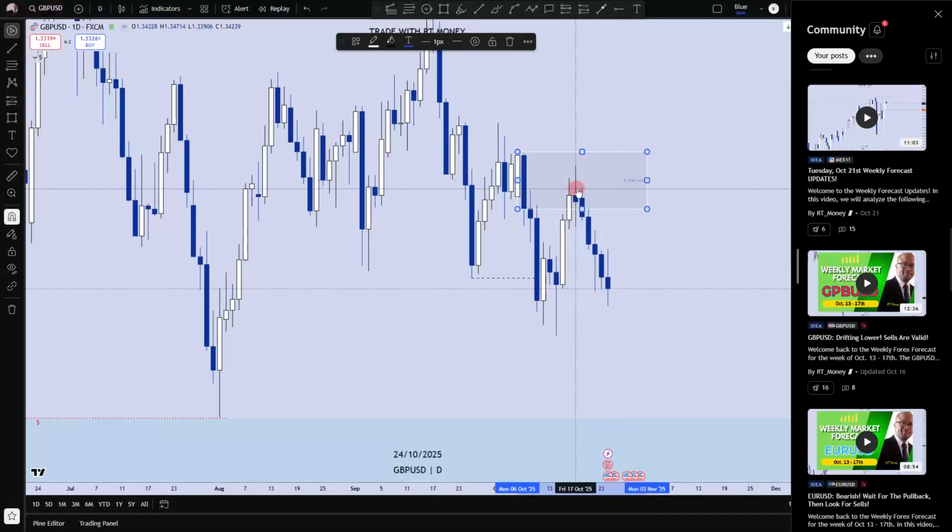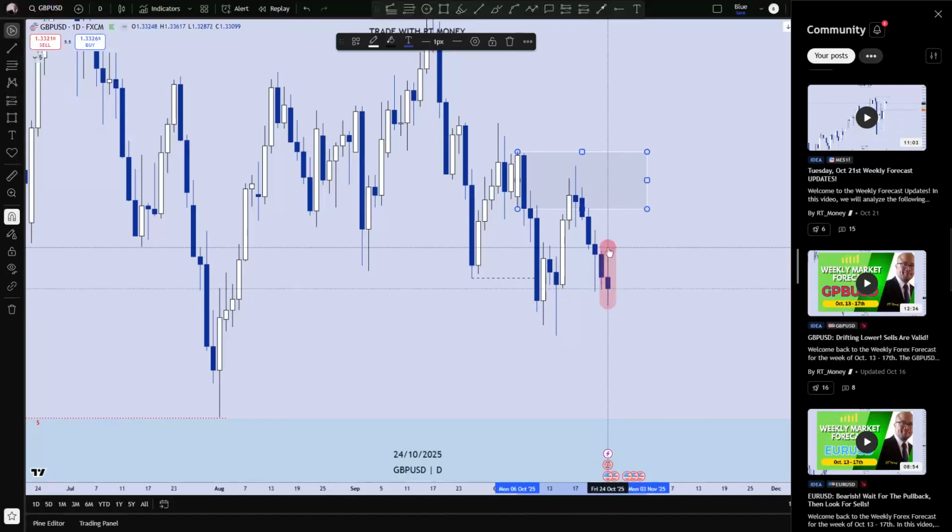Okay, so we got this going down. I'm thinking that we're going to continue that. See how this candle came back up here and swept the previous candle's high, and then closed at the bottom of that previous day's candle. That was Thursday. This is Friday's candle.